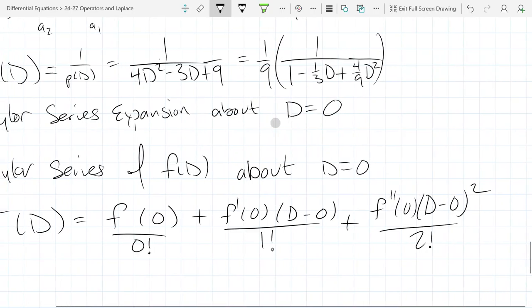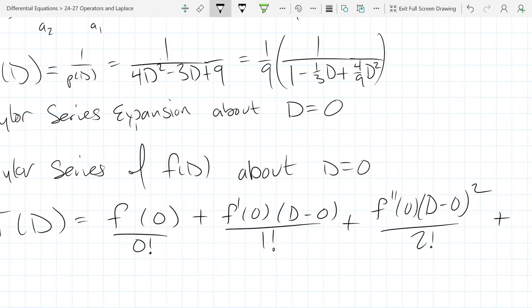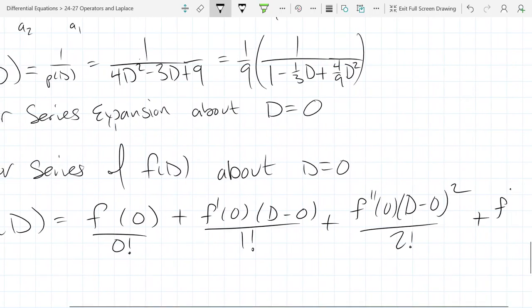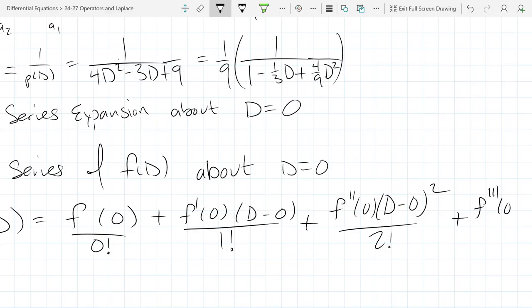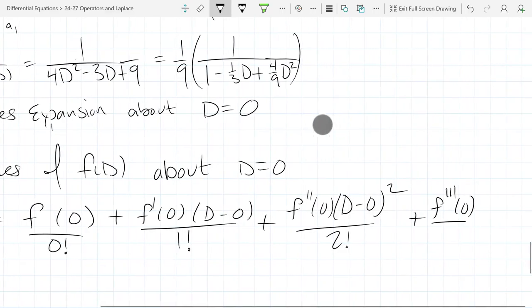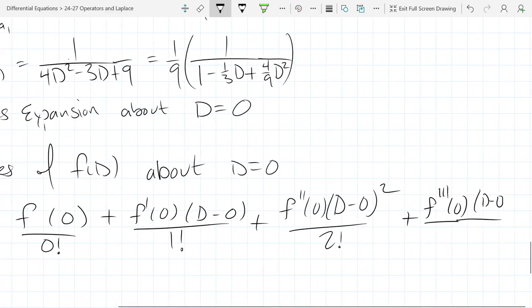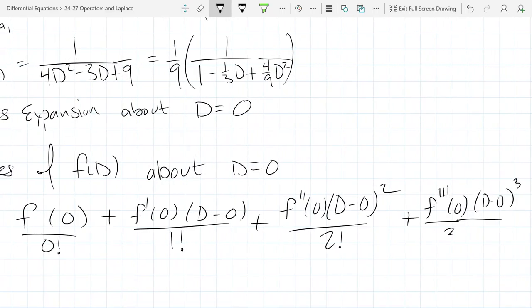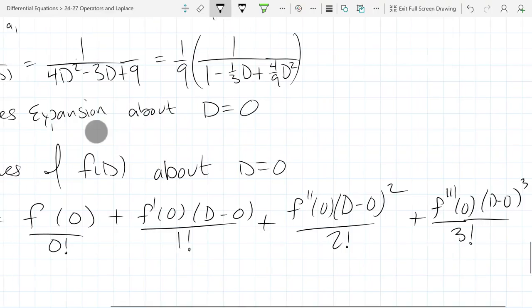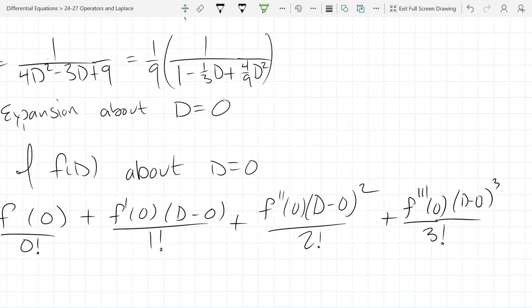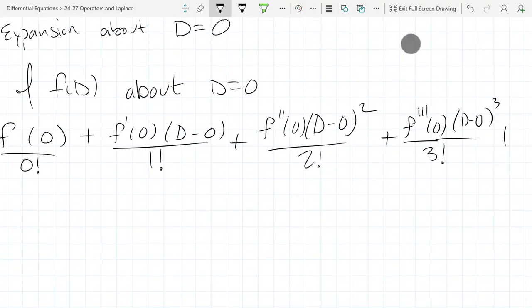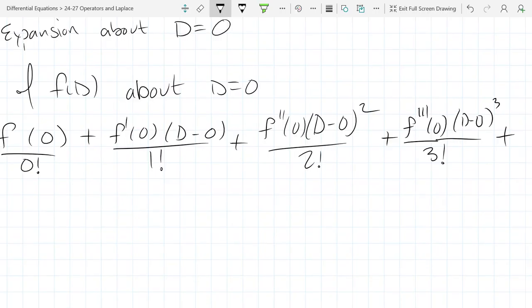And if you need to go for a third term, that'll be f triple prime of 0 times d minus 0 cubed over 3 factorial. So this should be familiar from the Taylor series in Calc 2. So this is a Taylor series expansion. And of course, it keeps going, etc., etc.